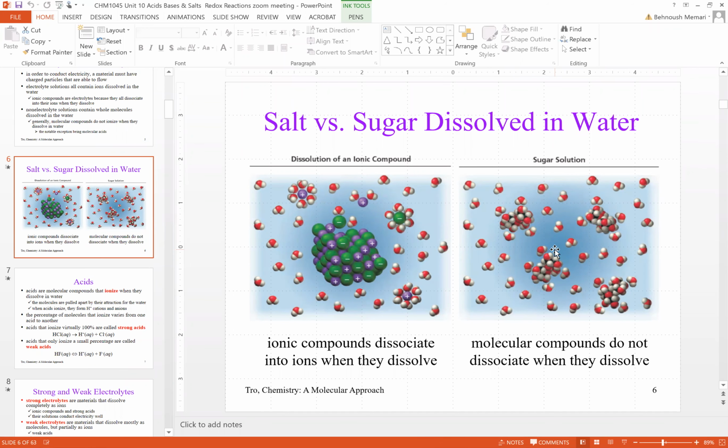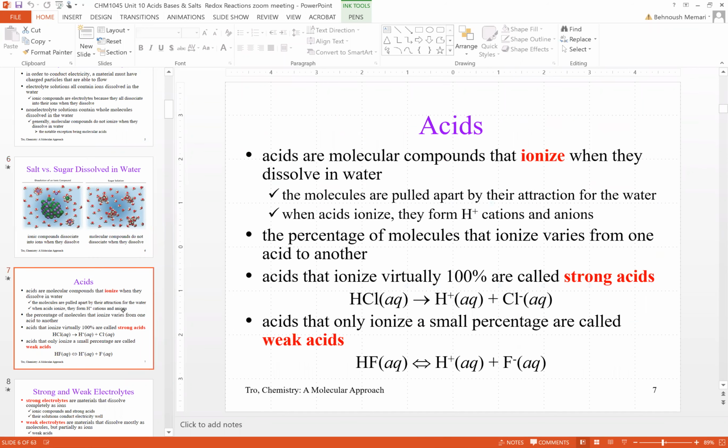Some examples of electrolytes, like strong acids, they dissociate 100%. So they are classified as strong electrolyte because they dissociate 100% and they have high population of plus and minus charges or ions. When it comes to weak electrolytes, they dissociate partially, or a small percentage of it dissociates.